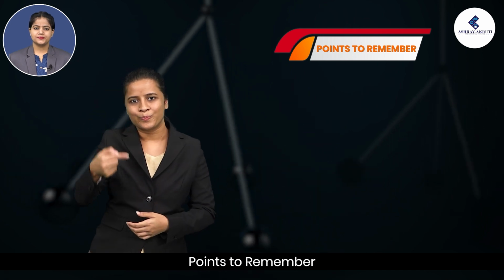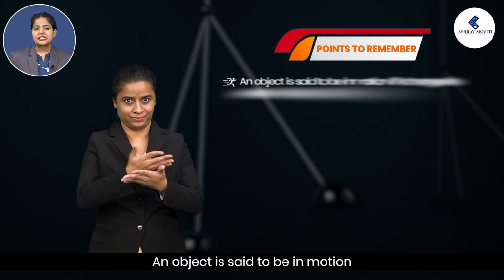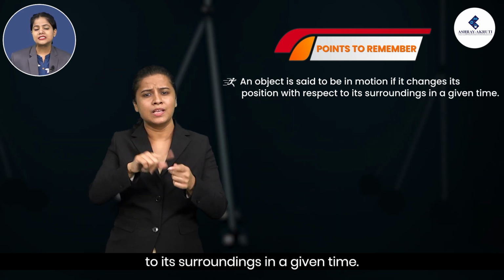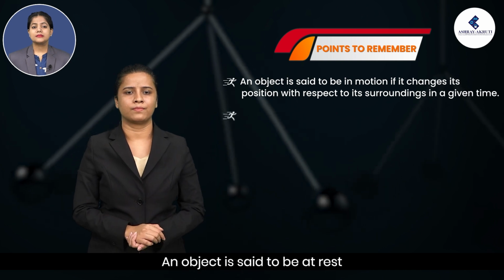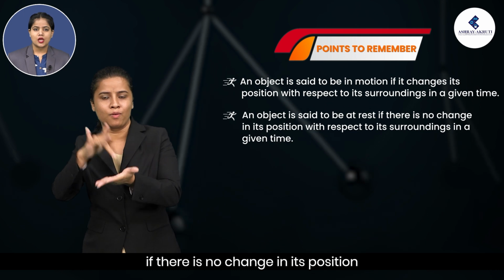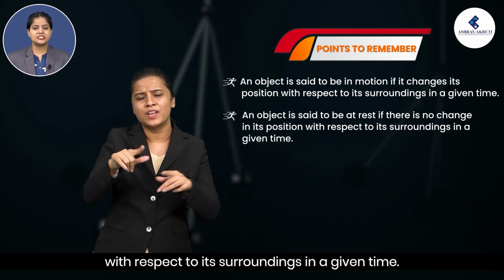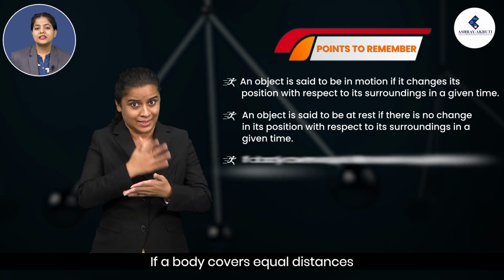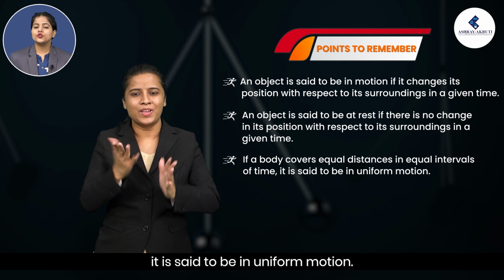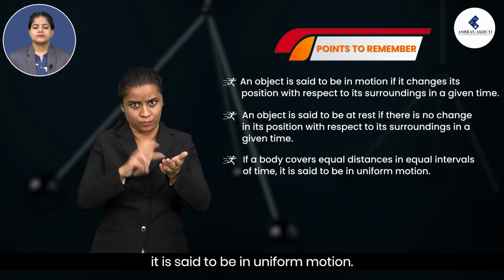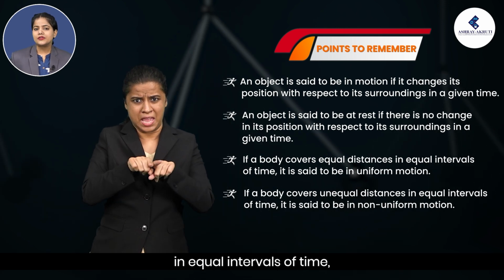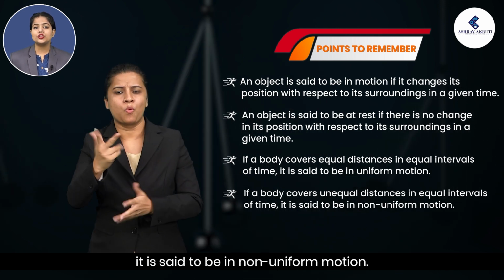Points to remember. An object is said to be in motion if it changes its position with respect to its surroundings in a given time. An object is said to be at rest if there is no change in its position with respect to its surroundings in a given time. If a body covers equal distances in equal intervals of time, it is said to be in uniform motion. If a body covers unequal distances in equal intervals of time, it is said to be in non-uniform motion.